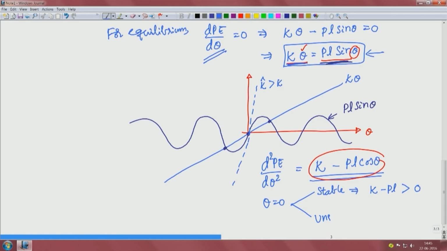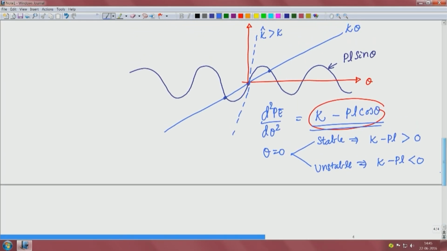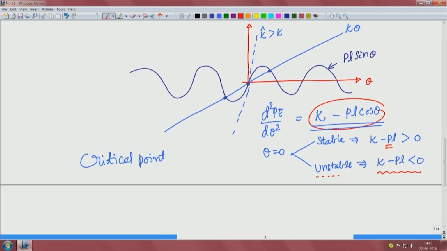Okay. It will be unstable equilibrium if kappa minus PL is less than 0. What will be the in between value or the critical point where it changes from stable to unstable? To begin with, when we have very small P, obviously kappa minus PL will be greater than 0. As I increase P, that is when it has a chance of becoming negative and hence unstable. As it changes, there will be a critical value which will be kappa equal to PL, or P critical in this case is kappa by L.